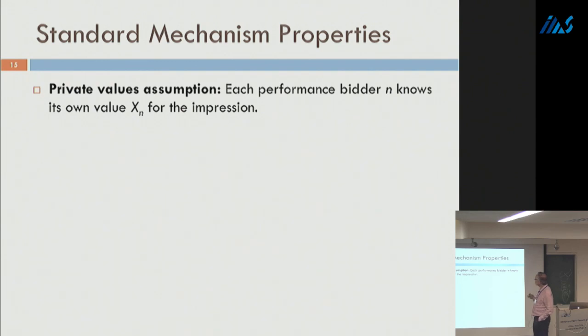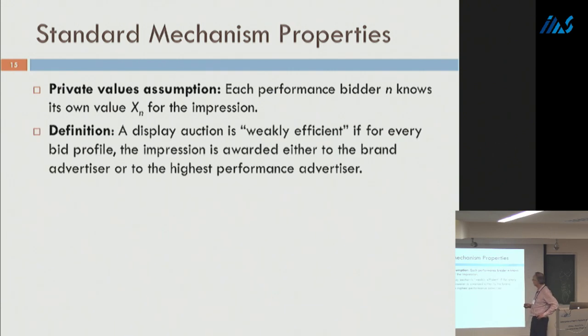Okay, so we're going to have a bunch of standard mechanism properties. We're going to have a private values assumption initially: each performance bidder knows its own value for the impression. A display auction is called weakly efficient if, for every bid profile, the impression is awarded either to the brand advertiser or to the highest performance advertiser.